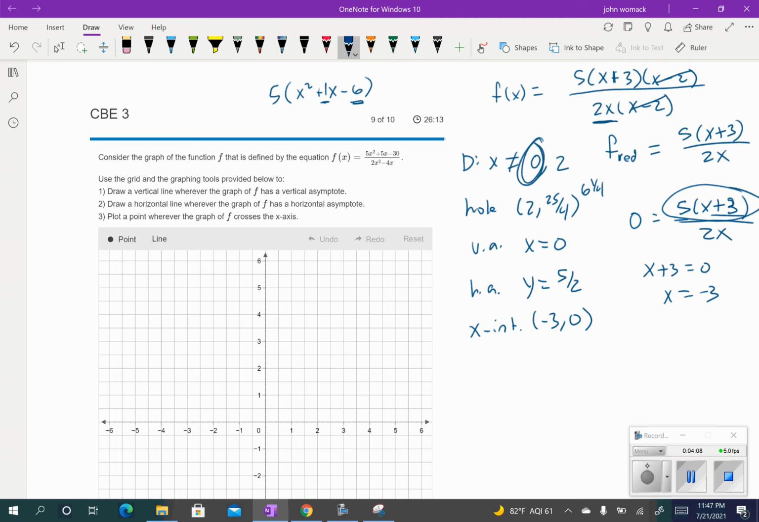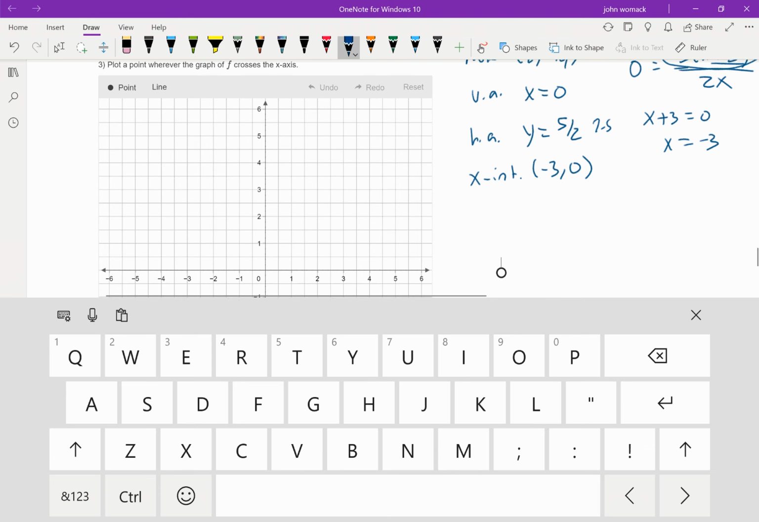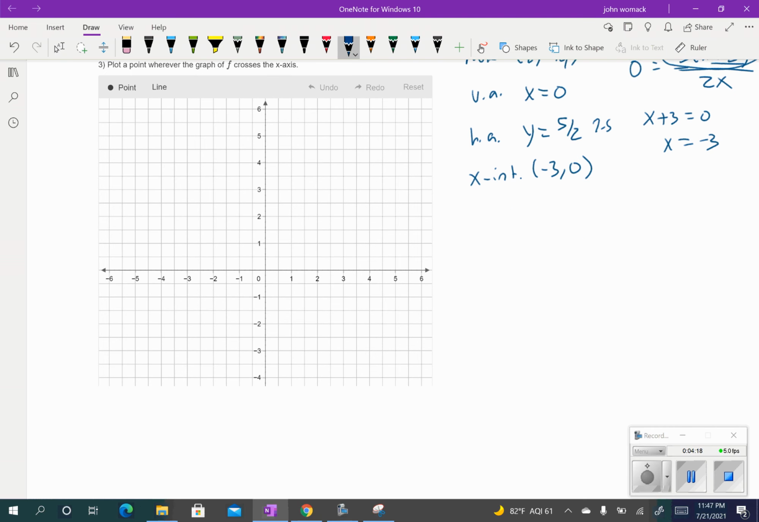And y equals 5/2 is 2.5. So I know that there's a hole in the graph at 2 and 6.25. That's hard to draw, and I'm interested to see how this is going to work on the graph. That's a hole, so we don't want to put a point there. Let's just fix that. So we know that there's a hole right there.